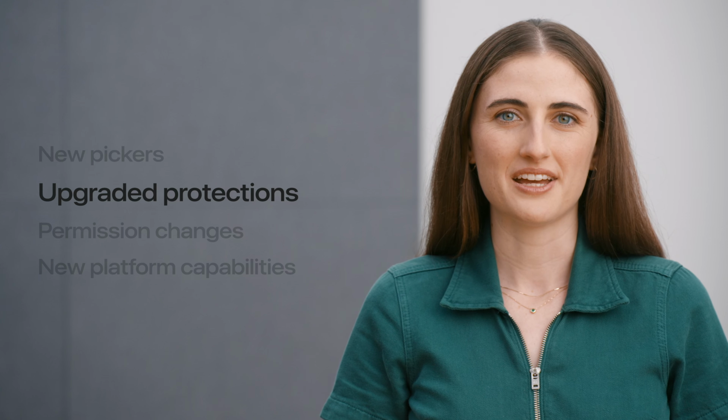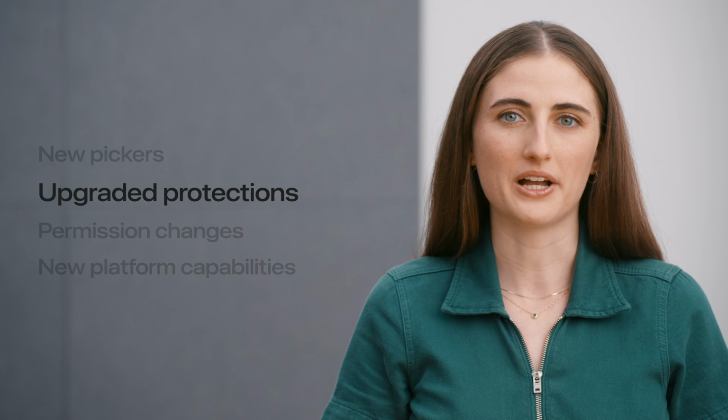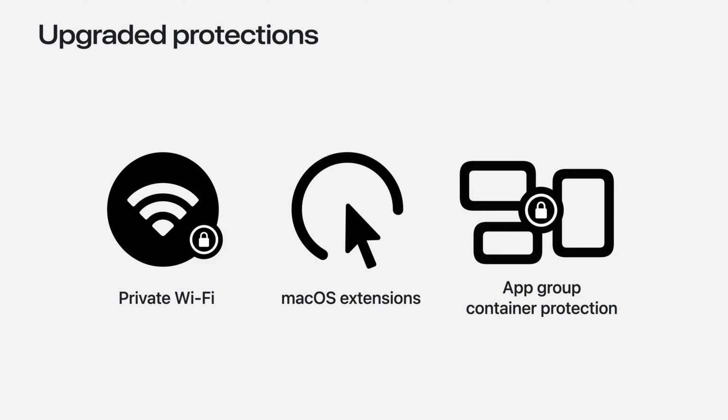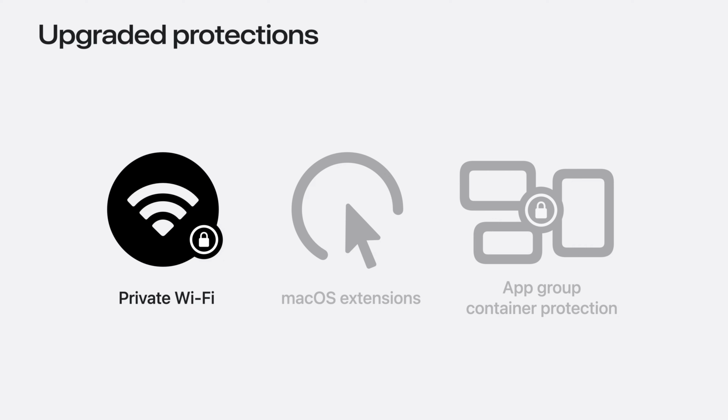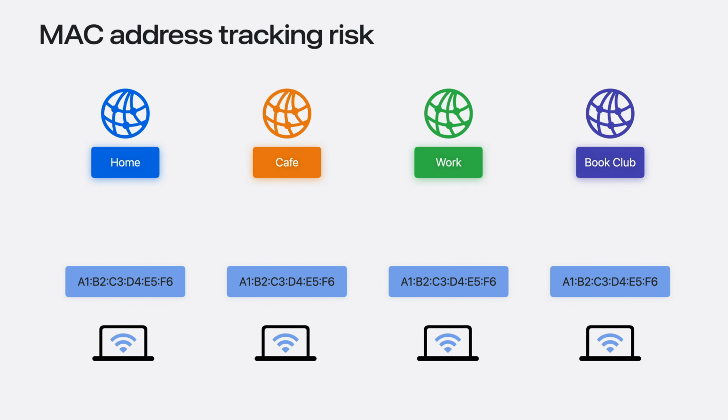iOS 18 and macOS Sequoia also bring upgraded platform protections that may have consequences for your app. First are some changes coming to introduce private Wi-Fi controls for MAC address rotation on iOS, and to bring MAC address protection to macOS. As a reminder, a MAC address is a unique identifier for a piece of hardware that is used to route network packets between different devices associated with the same network.